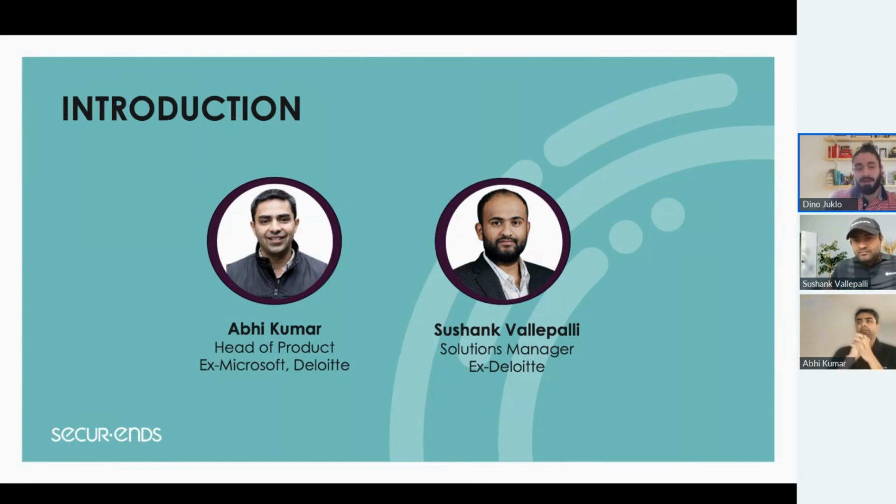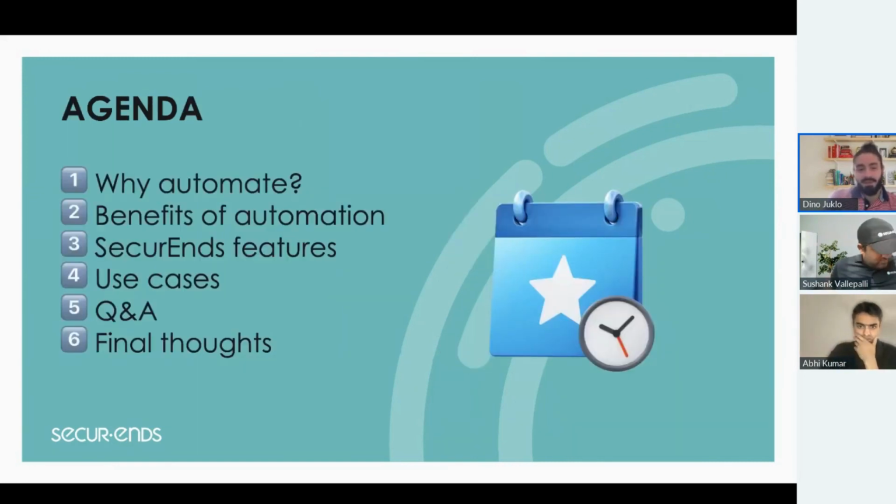So I'm going to go ahead and hand it off to Abhi. He's going to start things off with the first section where we're going to go over why automate? Why is automation such a big deal in cybersecurity and user access reviews right now? And then we're going to move into the benefits of automation and show the differences between how most organizations do user access reviews and how we do it with SecurEnds. We'll dig a little bit deeper into the product, then share some use cases and customer stories before we move into a more interactive session where you ask us some questions and we'll provide some answers, and then close things out with some final thoughts.